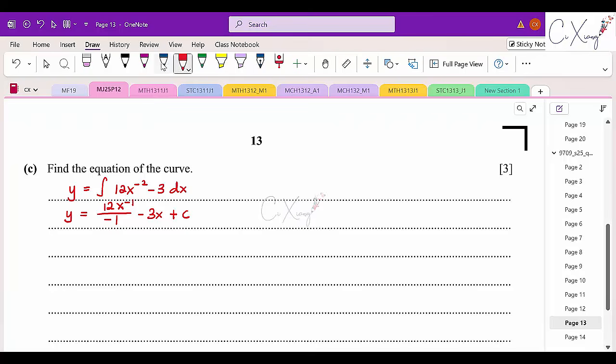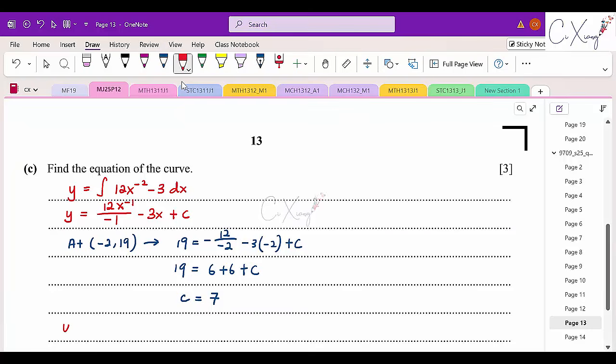Then what information can we use to find the value of c here? We have the stationary point, negative 2 and 19 just now, right? So substitute the 19 and negative 2 into our equation here. I'm having, sorry, negative 12 over x. So the x is negative 2, then minus 3 times negative 2, plus c. Try to simplify the equation. And from here, if you didn't make any careless mistake, by right, your c is equal to 7.